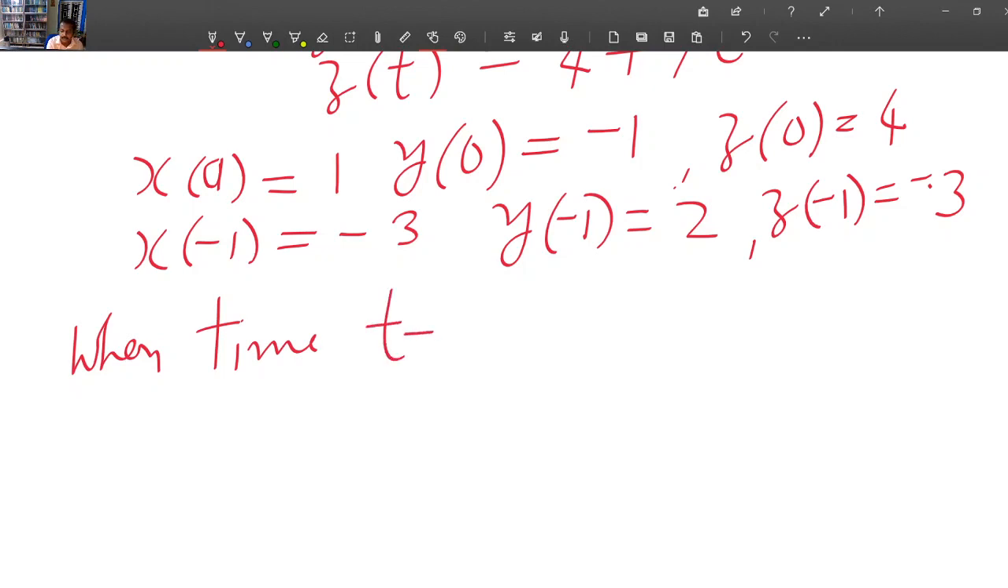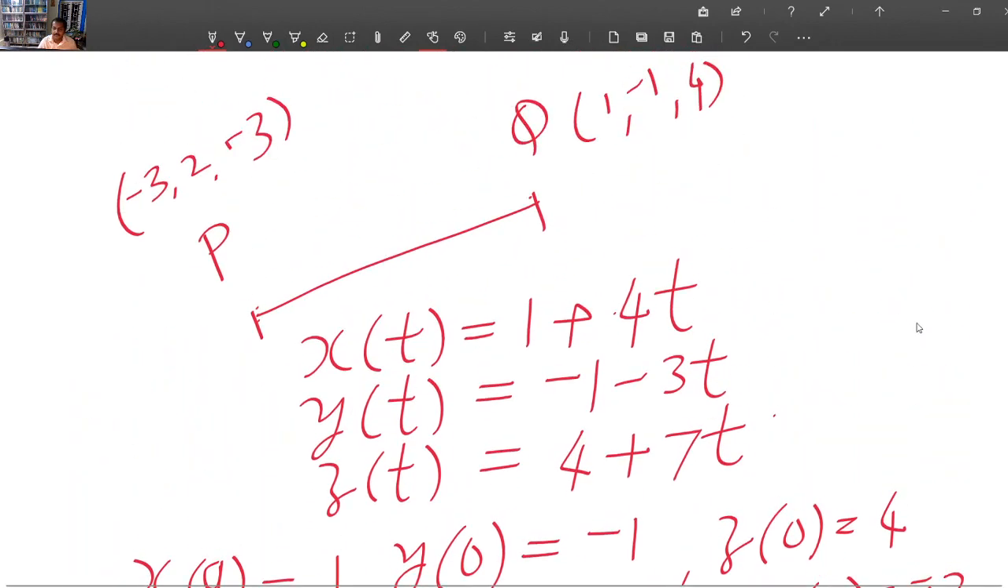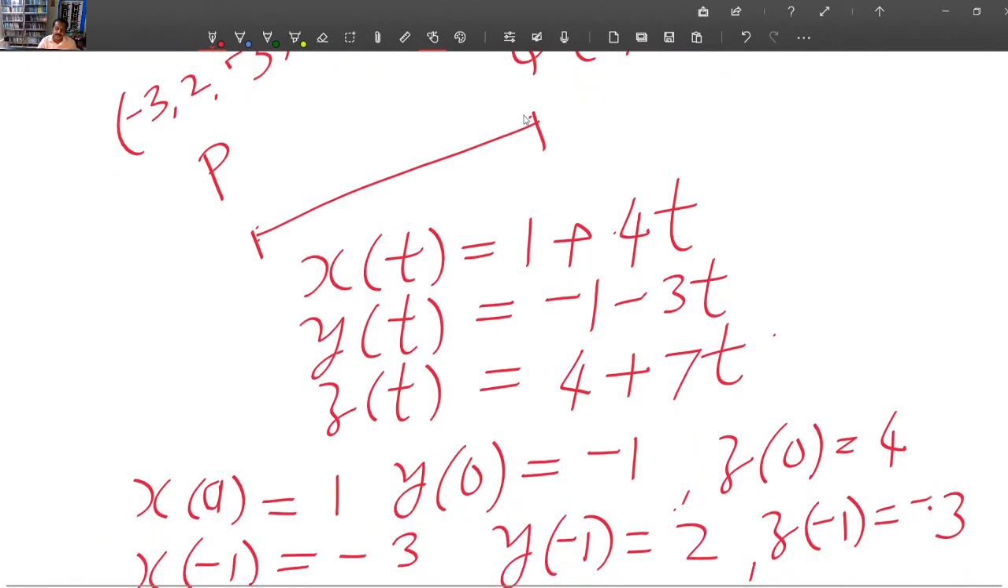So you can say that when the parameter t equal to 0, we are at Q, and when the parameter t is minus 1, we are at P.